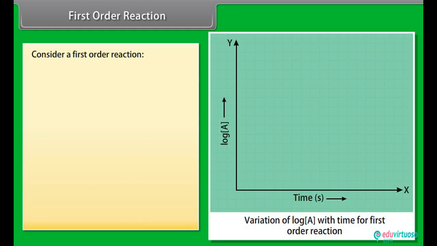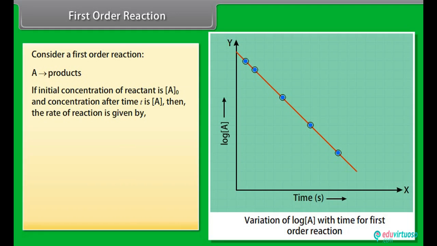First order reaction. Let us consider a first order reaction in which A is changing into products. If the initial concentration of reactants is A naught, and the concentration after time t is A, then the rate of the reaction is given by minus dA by dt is equal to the product of K and A. It can be written as minus dA upon A is equal to K dt.